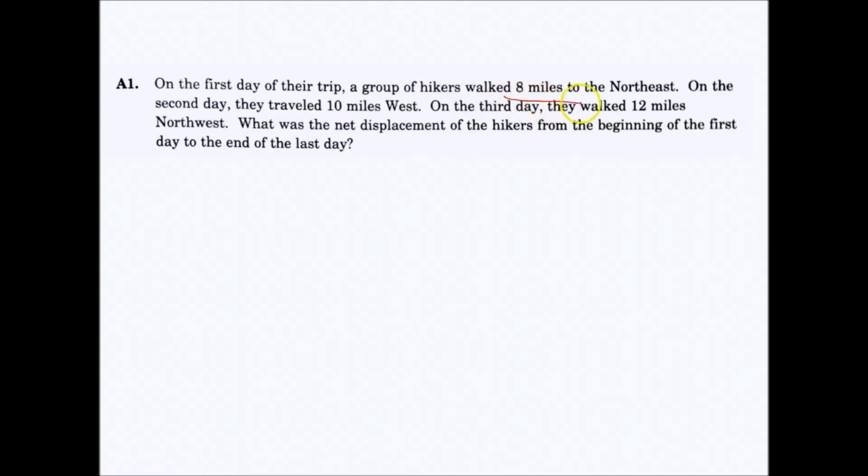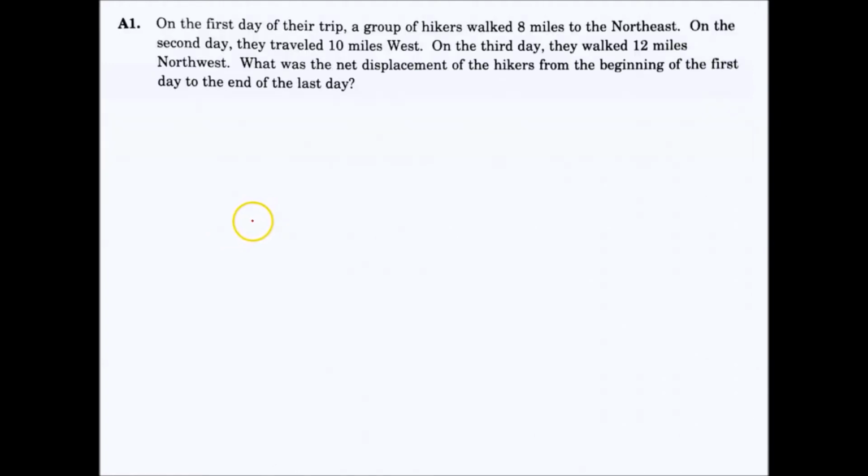They walk 8 miles one day to the northeast. On the second day, they travel 10 miles west. I guess they're camping. On the third day, they walk 12 miles northwest. What was the overall or net displacement on this 3-day hike? Okay, so these are all displacement vectors, but it's the same kind of rule for all vectors.